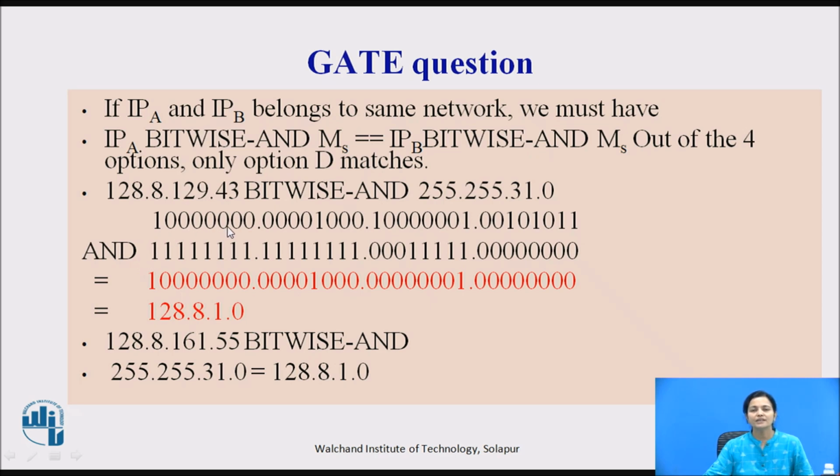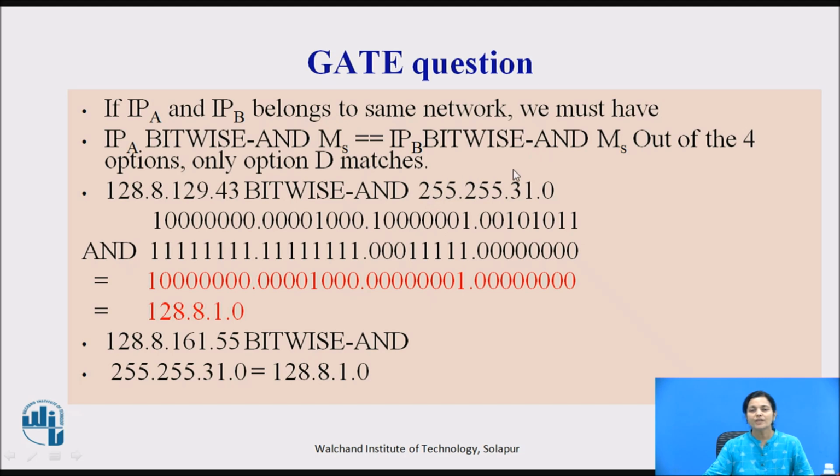Okay, 128: the first bit is 1 and the others are 0, so it is 128. Now the fourth bit is 1, so it is 8. Then 129 is 128 plus 1, and then the remaining is 43, right? So 32 plus 8, that is 32 plus 8 plus 2 plus 1. Like this, the binary conversion is done.